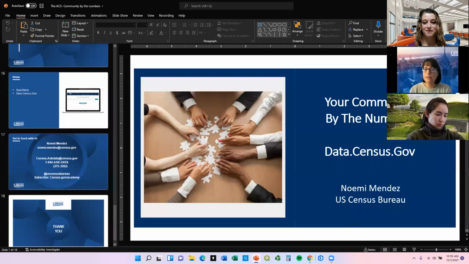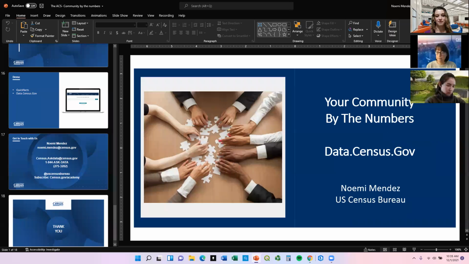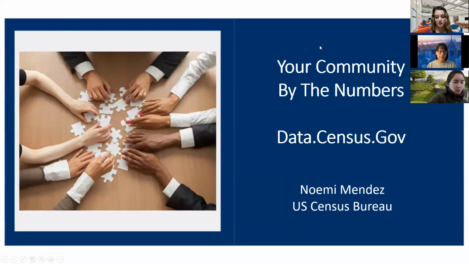Okay, let's start this. Okay. So I call this your community by the numbers, and this is going to emphasize some ACS and decennial data, but the tool that I'm going to demonstrate is called data.census.gov.